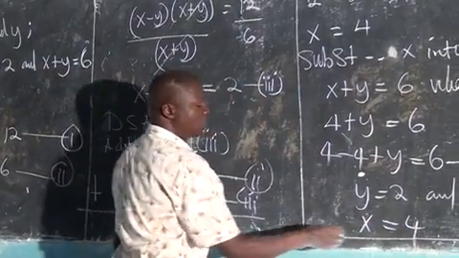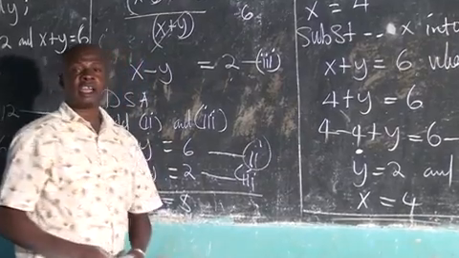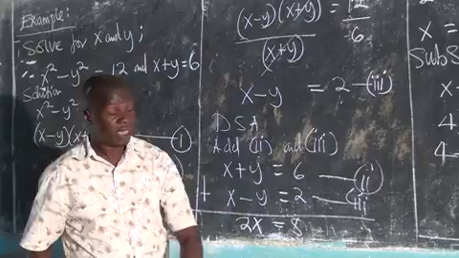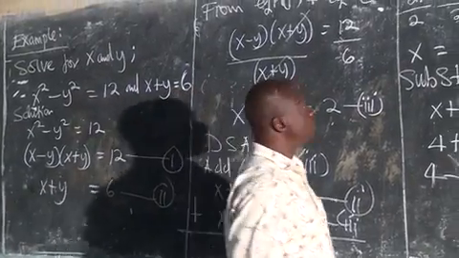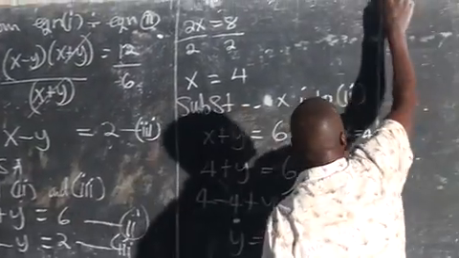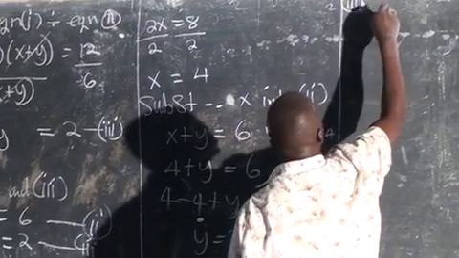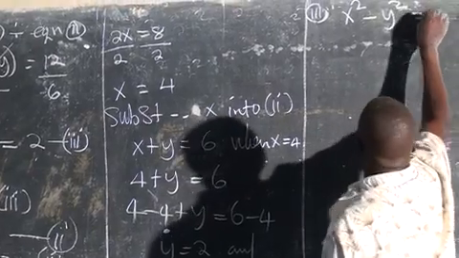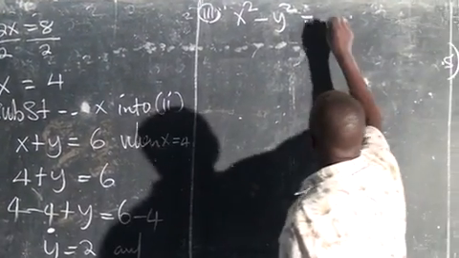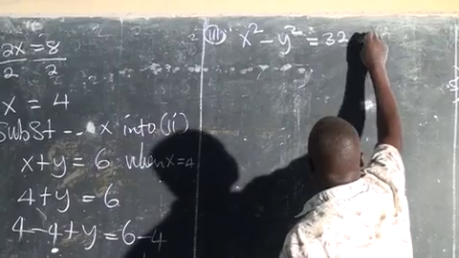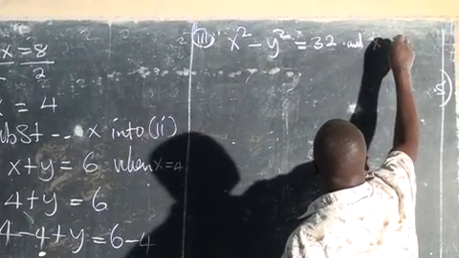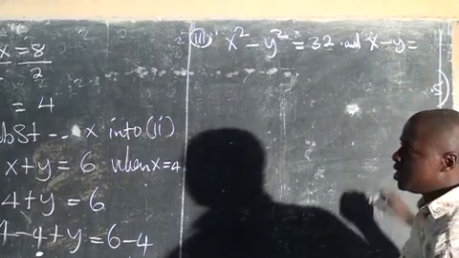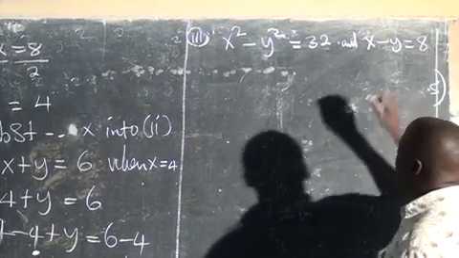Back to the equation: solve for x and y. Allow me to give another example similar to that. Example number 2 is here. We have x squared minus y squared, which gives 32, and x minus y, which gives 8.